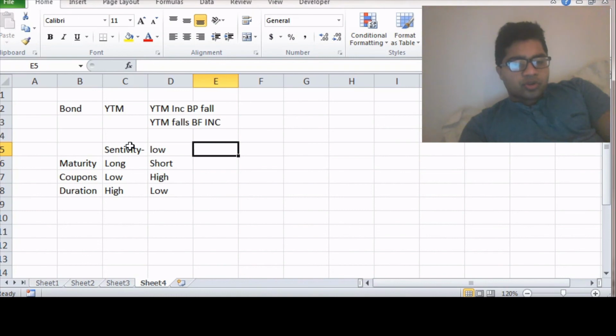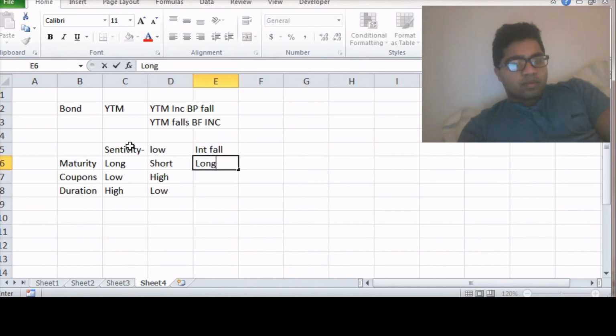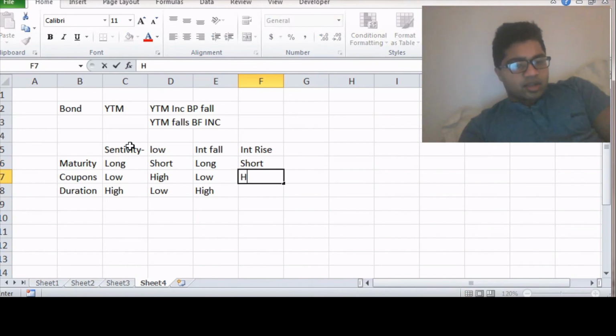So what do you do when interest rates fall? When interest rates fall, you will buy. When interest rates fall, the bond prices go up. Inverse relation. So when interest rates fall, you want to make the most amount of money, so you will buy a long maturity bond, a low coupon bond, and a high duration bond. When interest rates rise, the bond is going to fall in value. So you are going to reduce your risk by buying a short-term bond, a high coupon bond, and a low duration bond.